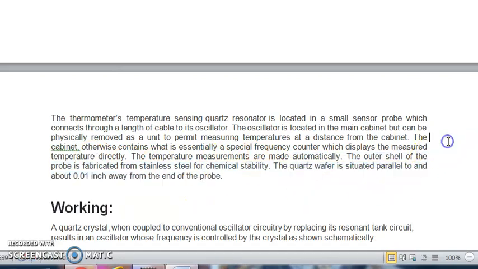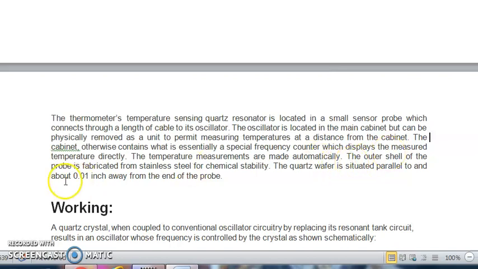Here we only have to put the sensing part of the quartz crystal where the temperature has to be measured, and we do not have to do anything. The temperature measurements are made automatically because due to a rise in temperature, the internal structure of the crystal vibrates.